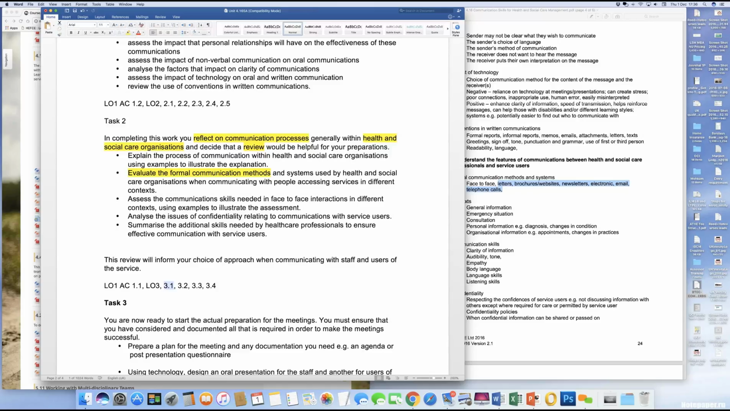Evaluation means that after putting these two methods, I'm going to look at the advantages and disadvantages, and then I'm going to present my own opinion of why they are important and how they help in assessing services in different contexts.